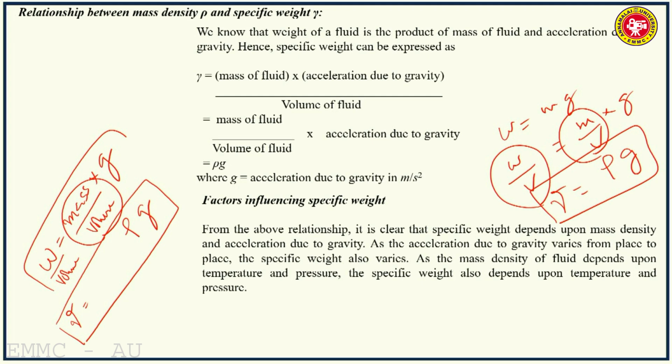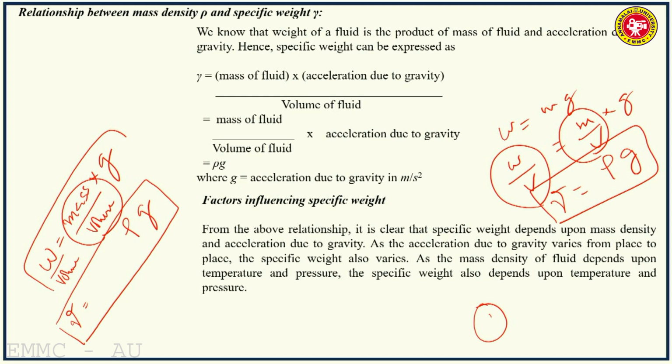Now acceleration due to gravity, g, is it a constant? If I ask the question, most of you will say it is a constant. Of course, maybe at Chidambaram it is a constant. Maybe if you go to the Arctic or Antarctic, it will be different. At the equator it is different. At the poles it is different.